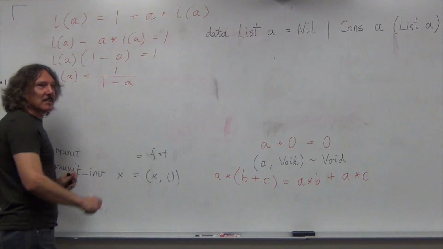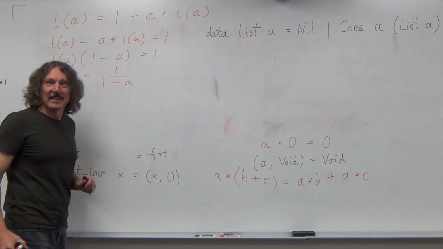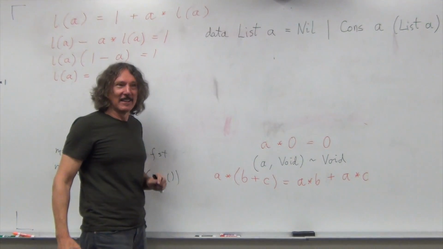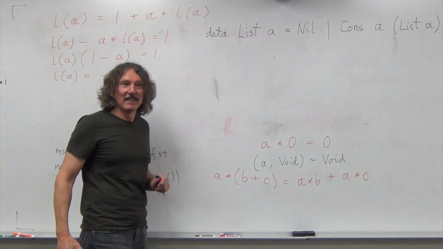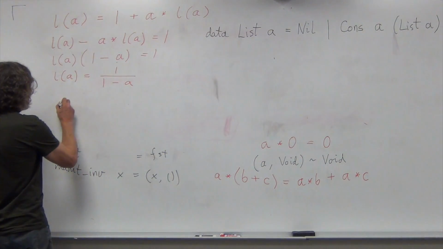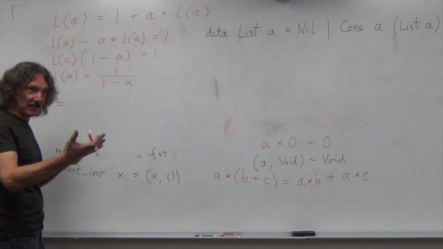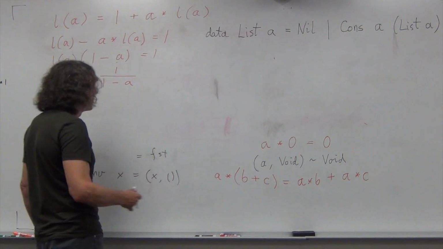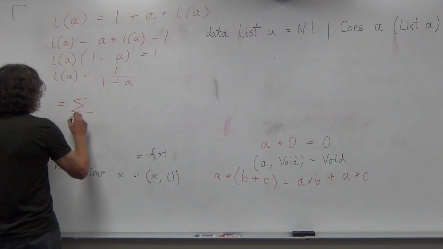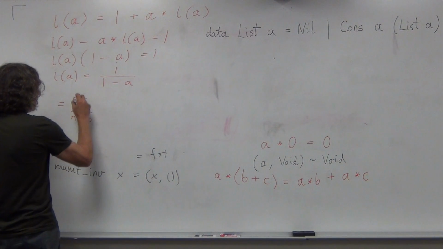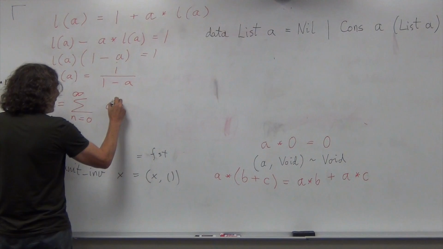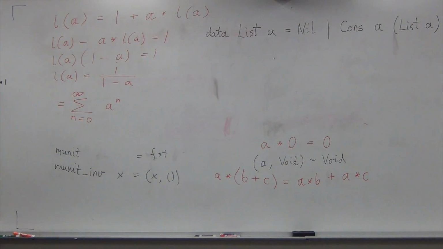Does anybody recognize this? What is this? If the absolute value of A is less than 1, you can find a geometric sequence. It's a sum of a geometric sequence. It's not always convergent, but if its absolute value is less than 1, then yes. So for n equals 0 to infinity, A to the power of n.